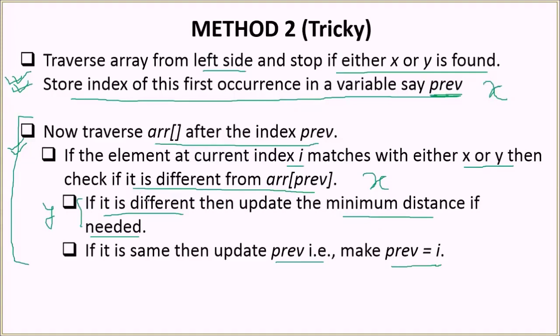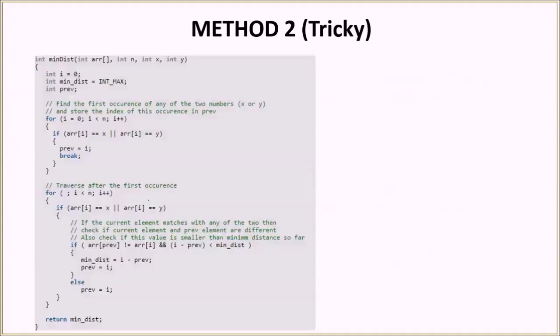Okay, so let's look at the code. I think it will make more sense after looking at the code. So we have the main function here. We have as arguments the input array, the length of the array, then the x and y variables. Then we have the index int i equal to 0, minimum distance initialized to int max, then int previous. So these are the initial variables.